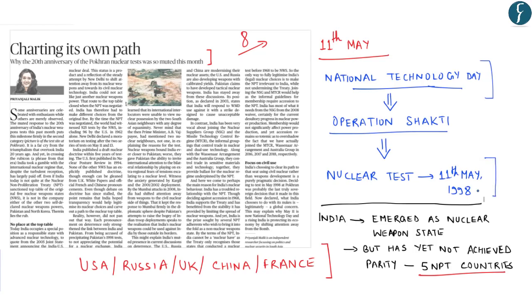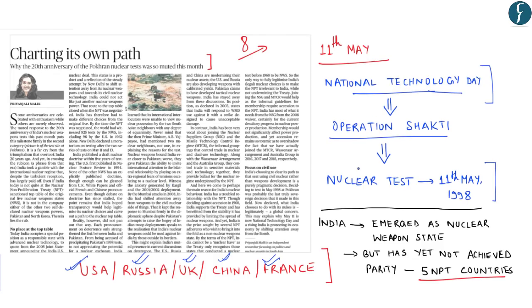In this particular article, the author talks about the emergence of India as a nuclear weapon state, but yet India not being accepted at par with the other 5 NPT states. And these 5 NPT countries are the United States of America, Russia, UK, China, and France. This topic becomes very important with respect to international relations. So this article must be read from a mains perspective, and these 5 NPT countries must be remembered from a prelims point of view, including National Technology Day. With this, let's move on to the next news.